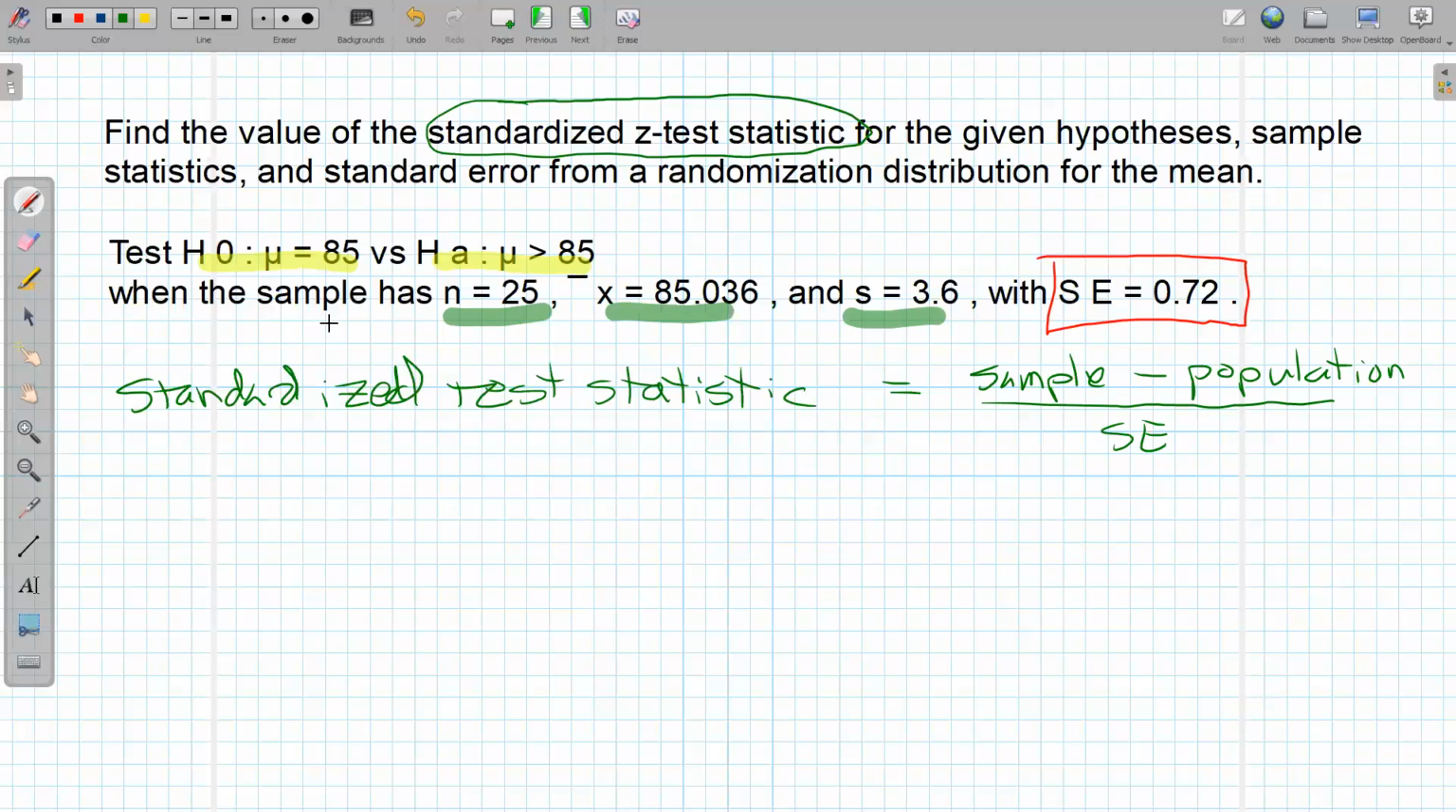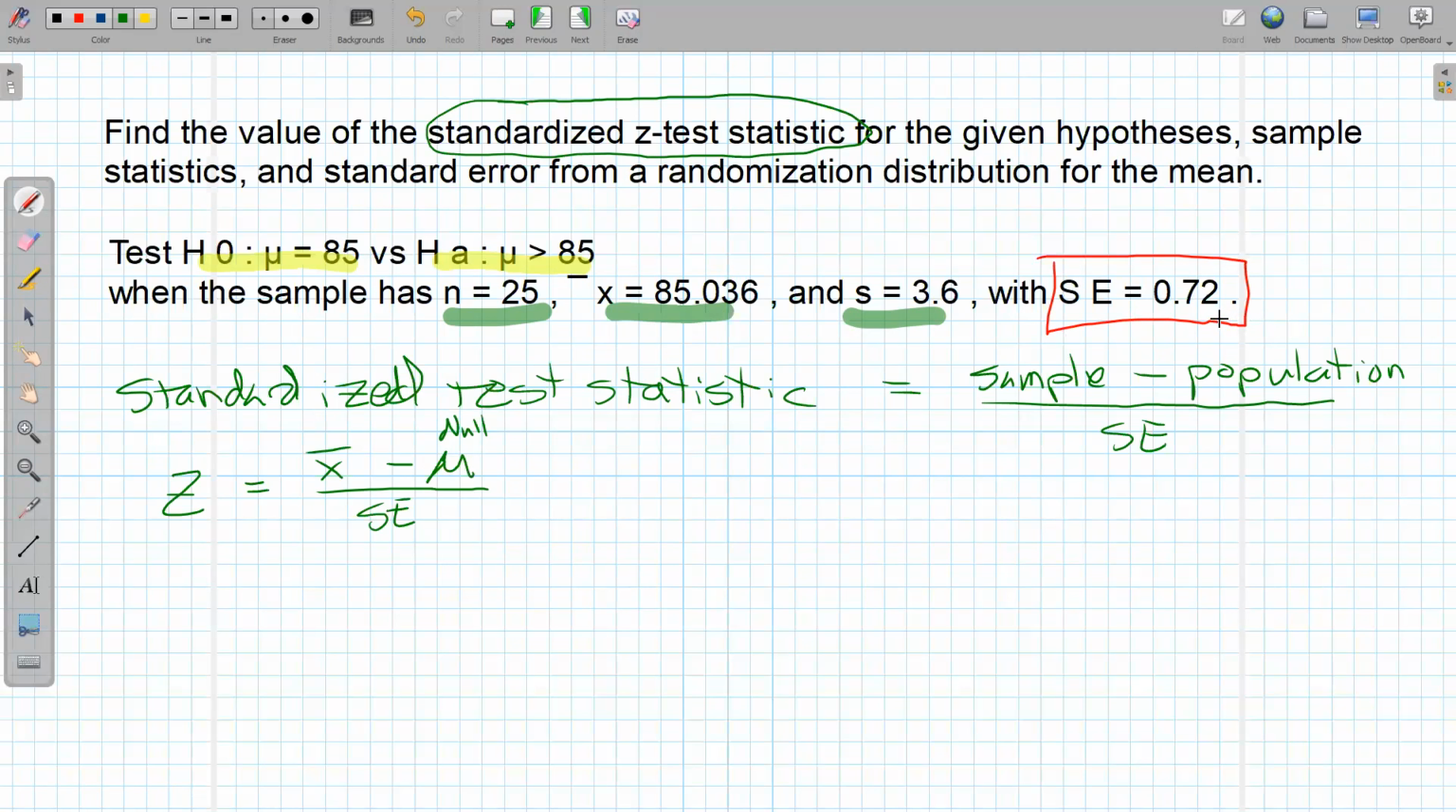So in this situation right here, for my Z, I would take my X bar, subtract the mu from the null hypothesis, and divide by the standard error. And the standard error either has to be given, found in a sampling distribution randomization, or calculated in another way we'll talk about next week. So for now, I'm just going to give you the standard errors.